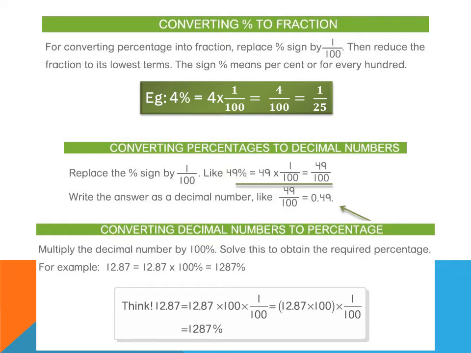Now 12.87 equals 12.87 into 100%. The percentage sign, if we convert it into 1 by 100, then we will get 12.87 into 100 into 1 by 100. That will give you 1287 into 1 by 100. Now 1 by 100 can be written as the percentage sign, so the answer will be 1287%. If you need more time, pause the video, go through these topics once again.